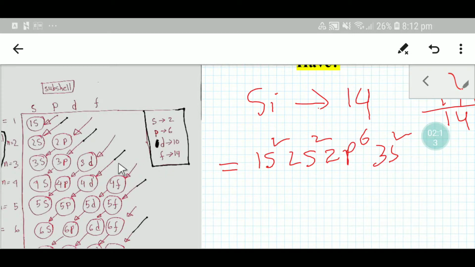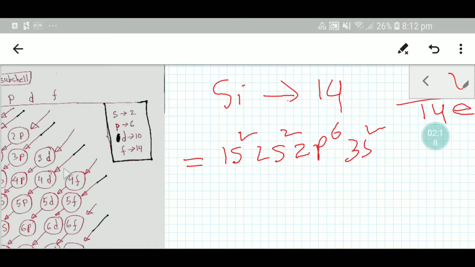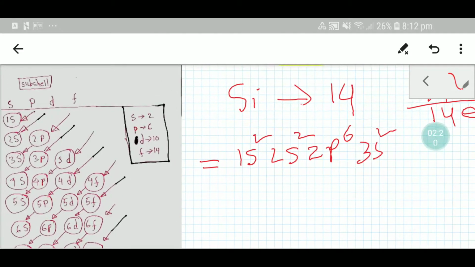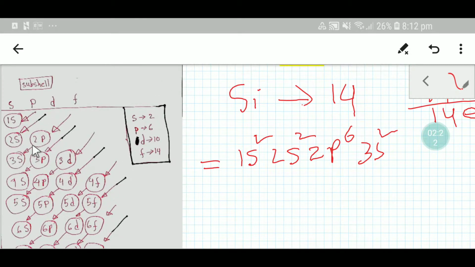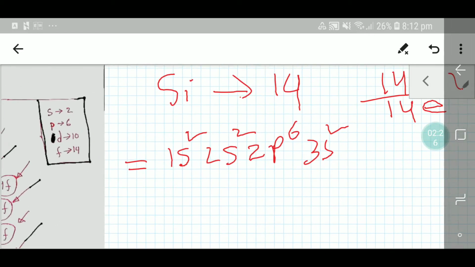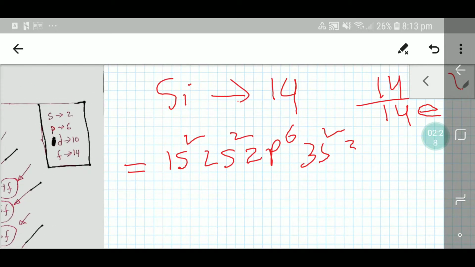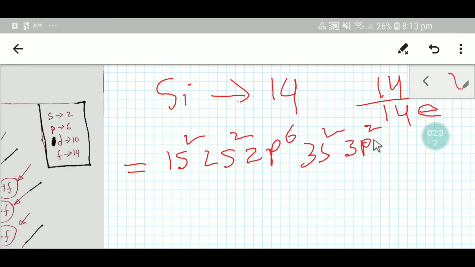After 3s, we have to take 3p. So now we'll write 3p here, and we place 2 electrons in it. So 2 plus 2 plus 10, 12, 14. So this is the electronic configuration of silicon.